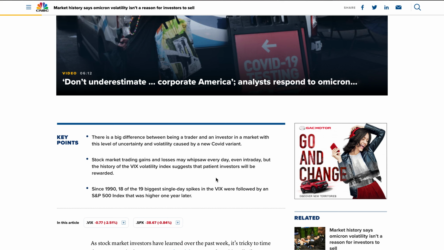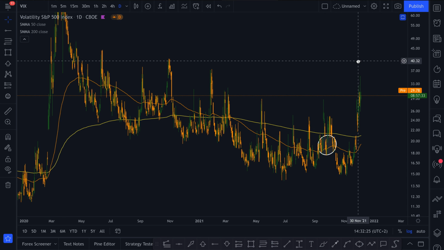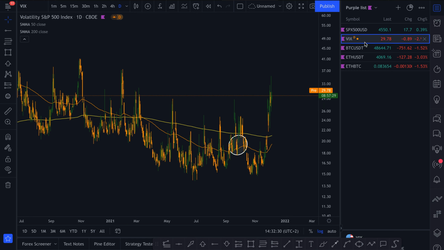that the VIX volatility index suggests that patient investors will always be rewarded, meaning that since 1990, 18 of the 19 biggest single-day spikes in the volatility index were followed by an S&P 500 that was higher 1 year later. So that's talking about long-term investors, which is a good thing, obviously, because both the stock market and crypto should be viewed as a long-term investment in the best case scenario, right? Because day trading is a little bit more dangerous, especially during all these periods of volatility.